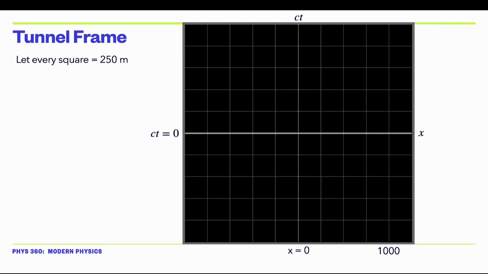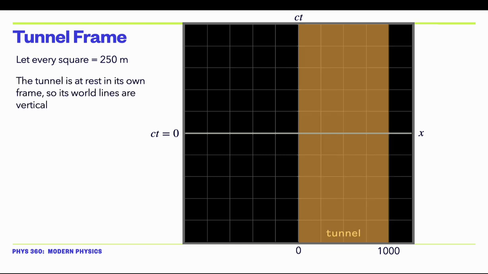Okay, so I think it's going to be easiest to visualize this on a space-time diagram, because the math is simple but can be confusing. We are going to start in the tunnel frame of reference, so the ground frame. The position is along the horizontal axis and time is along the vertical axis, ct. Every square here is going to be 250 meters. So if the tunnel is 1 kilometer wide, that would be 4 of these squares. 4 times 250 is 1,000 meters.